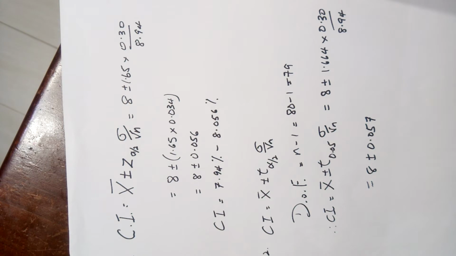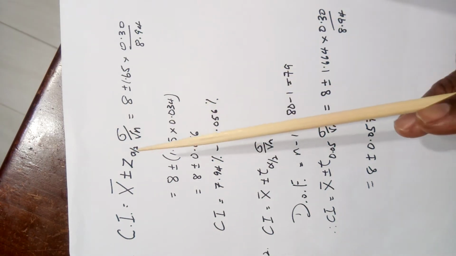We don't know anything about the population distribution. We don't know the variance, but because the sample is large, n equals 80, we can lean on the central limit theorem, which says that if we use large samples, the sample distribution is approximately normal. So we have leaned on it for the first one. So we use the Z statistic.